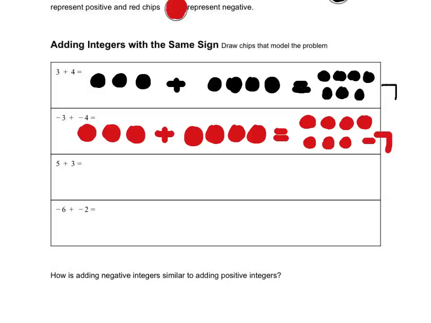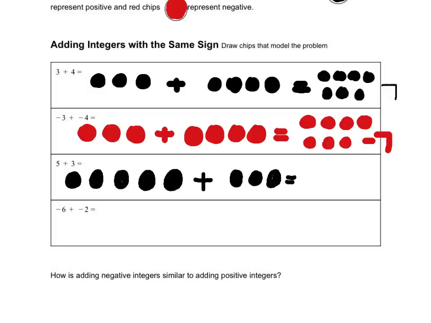Alright, the next one, 5 plus 3, these are positive. So I'm going to switch back to black, and I have 1, 2, 3, 4, 5, and it's going to have 3 added to it. That gives me a total of 8 black chips. And this model would go a little bit faster if we were in the classroom physically just putting chips together versus having to draw them all in.